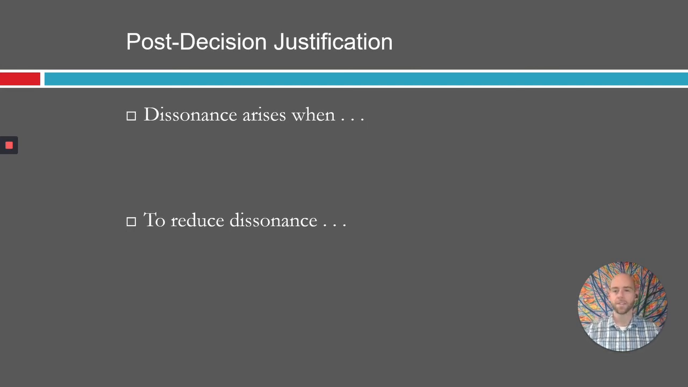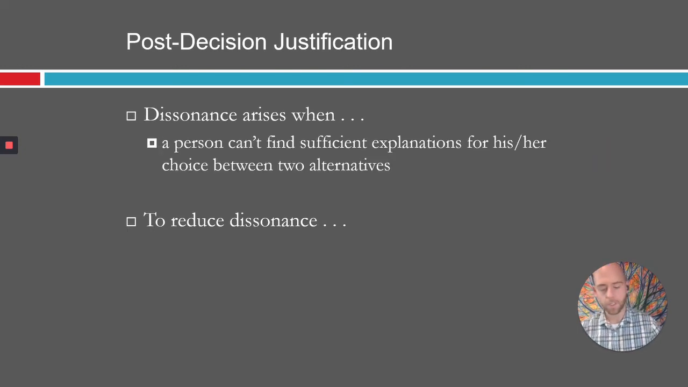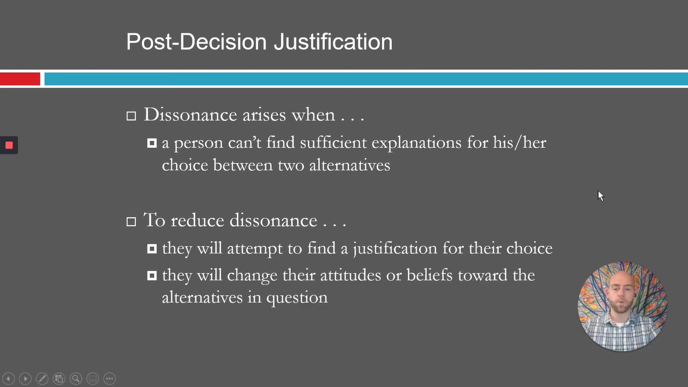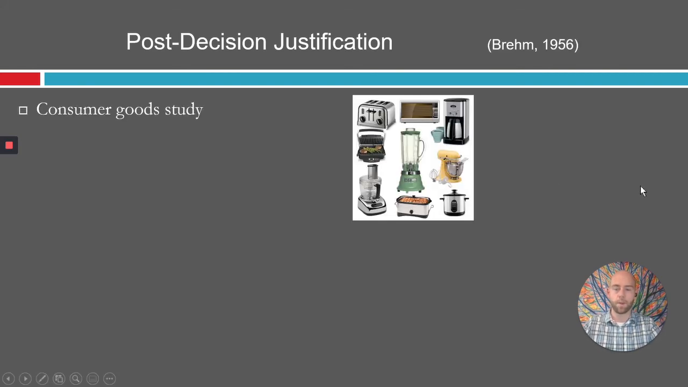Okay, the last flavor of dissonance that we're going to talk about is post-decision justification. This arises when you have two alternatives or even more, and you have to pick one, and you don't really have good enough reasons to choose between them. You just kind of pick. Reducing dissonance there, thinking, well, why did I pick that? If you justify your choice and say, yeah, actually, the thing I picked is great, then you're going to feel better about that choice. So you're going to change your attitudes about the alternatives, about the options that you have.